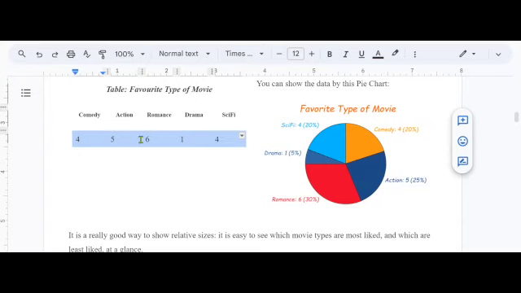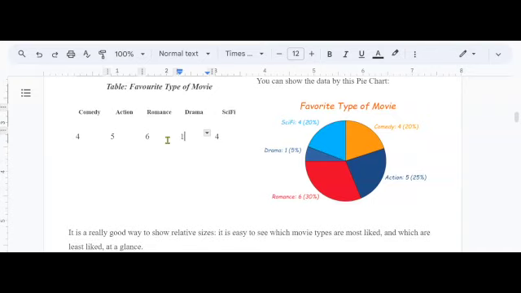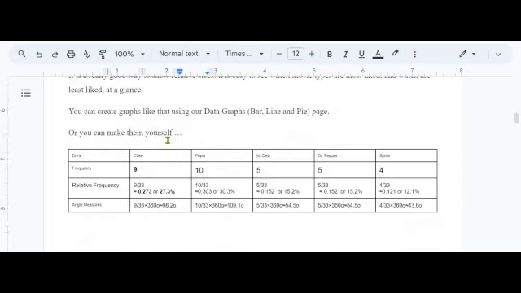4 plus 6 is 10, plus 5 is 15, 16, 20. So let's say for drama it's going to be 1 over 20. And you get the percentage and you do it here. And the same thing for the remaining. For example, comedy, 4 over 20. Action, 5 over 20. Romance, 6 over 20, and so on. Okay, and you can see it.